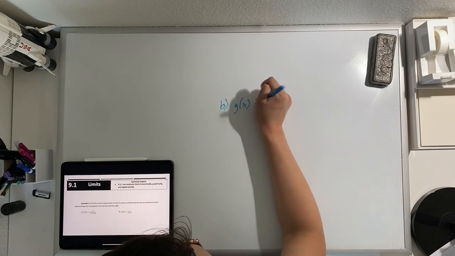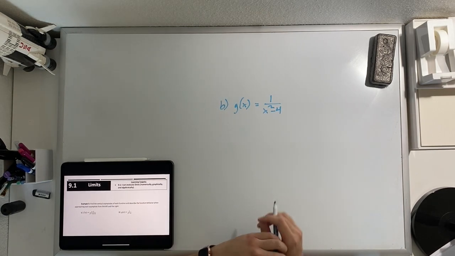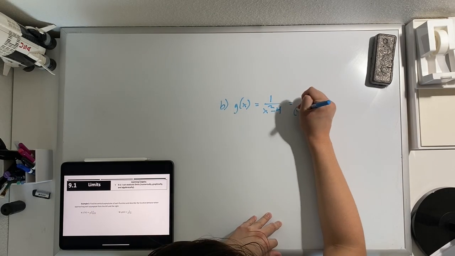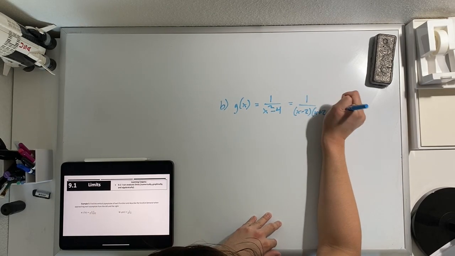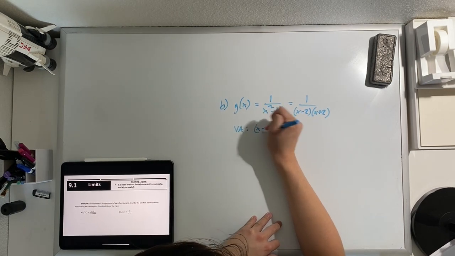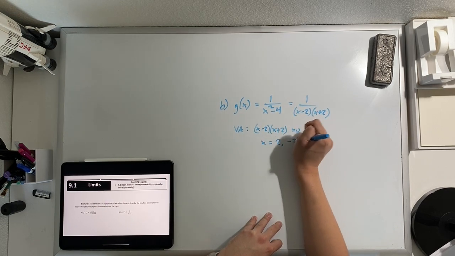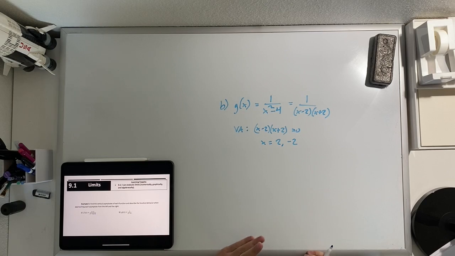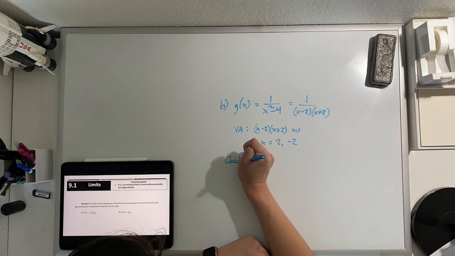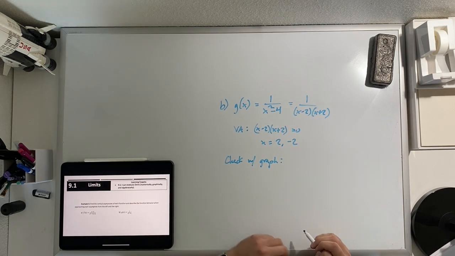This time we have g of x equals 1 over x squared minus 4. There's nothing we can simplify. We could factor this, but nothing cancels. So to find our vertical asymptotes, we set the denominator equal to 0 and solve for x. So x equals 2 and negative 2. So here's one of those cases where we have 2 vertical asymptotes. Now to determine the behavior on both sides, we're just going to graph it and look at what's happening.